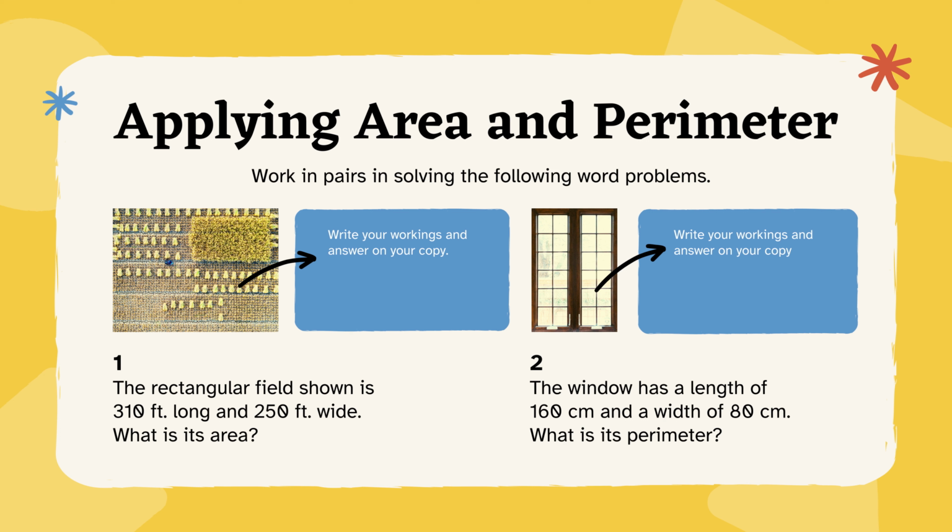1. The rectangular field is 310 feet long and 250 feet wide. What is its area? 2. The window has a length of 160 centimeters and a width of 80 centimeters. What is its perimeter?